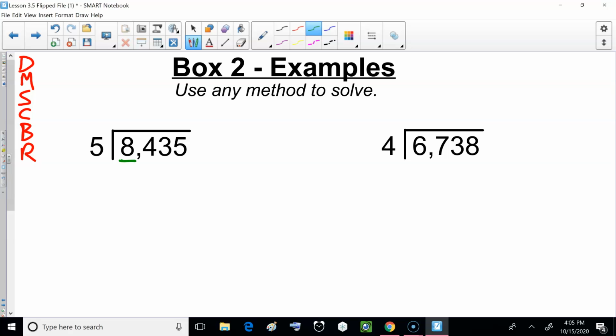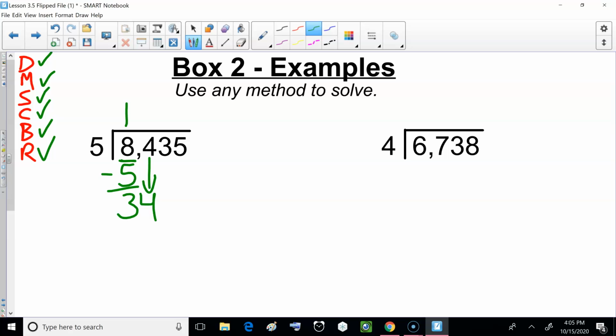If I have 5 divided by 8, I can make one group. So that's my divide, multiply. 1 times 5 is 5. Subtract. 8 minus 5 is 3. Check. Yep, 3 is less than 5. I'm going to bring down my 4. Which means I'm going to repeat the process.